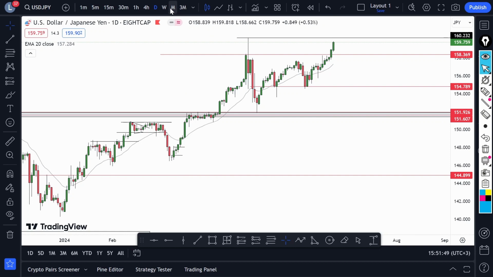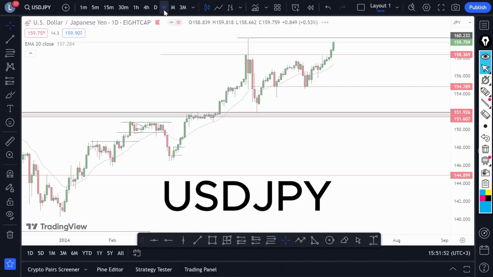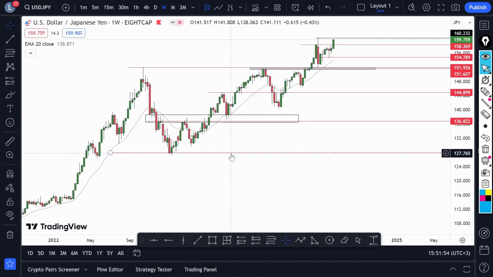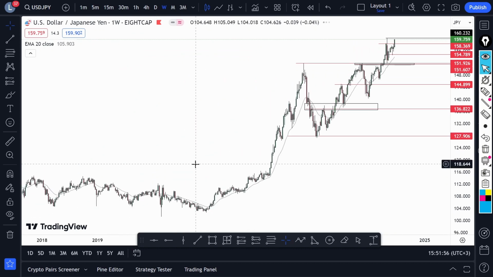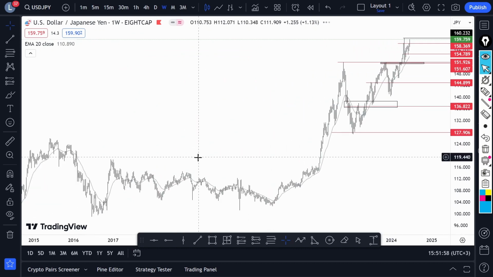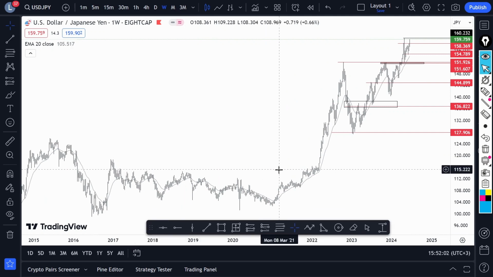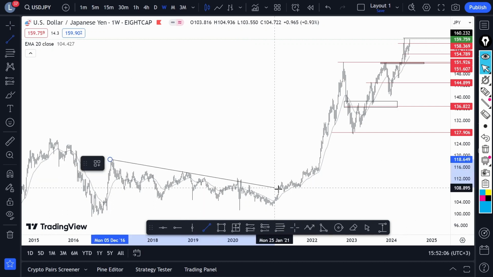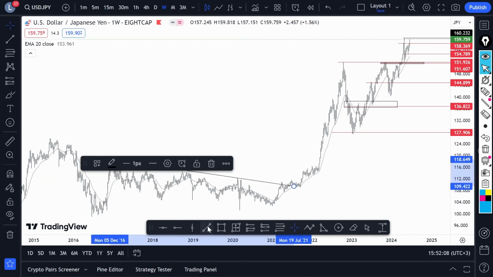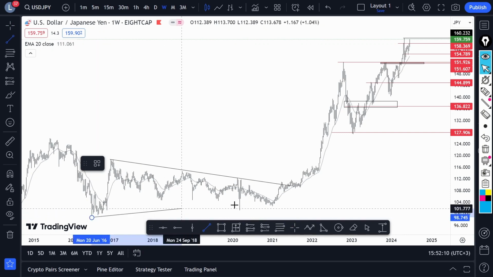The next chart is USD yen. Clearly bullish. It has been bullish for years, actually. I think since we broke out of the rectangle pattern around, what was it, 2020? When was this? Around 21. You can see this triangle pattern. Yeah, this is a bullish idea.